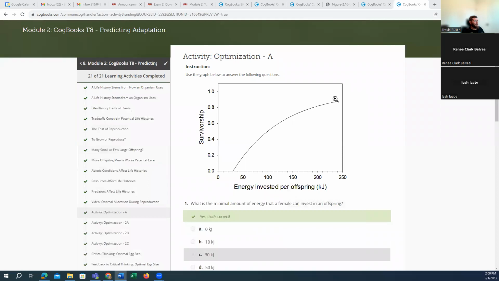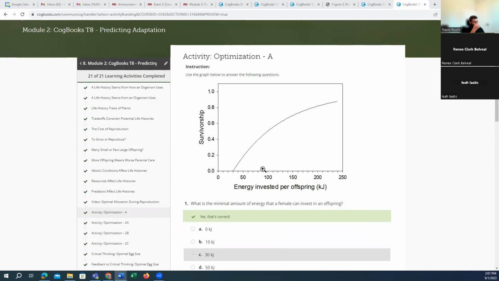But with cogbooks, it explains that that's not the best choice because it's not optimal: the curve has declined so much over here that it's no longer increasing at a like rate of appreciation. This is actually where we want to find that tangent point, the tangent of the straight line drawn to it right here. So the optimal amount of energy invested for offspring would be at this tangent point, and we draw a line down, and that would be right here at around 100. That make sense? Yeah, that makes sense.